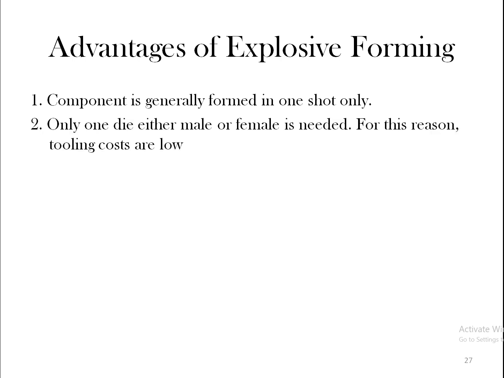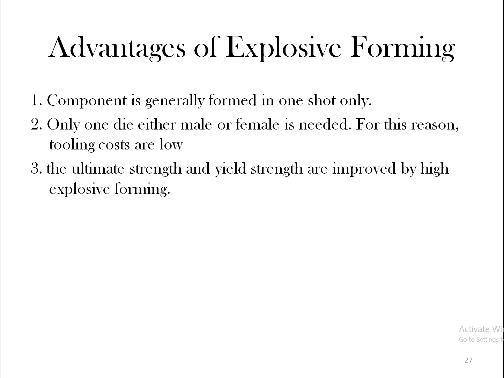Now let us move on to the basic advantages of this explosive forming. From this process itself, you can identify most of the advantages. One important advantage is that you don't need multiple processes, just a simple one shot process. It is exploding and you will get the shape. The component is generally formed in one shot, and only one die is required. There is no punch or the male and female part. Only one die is required, and the remaining action will be done by the explosive. So this reduces the tooling cost.